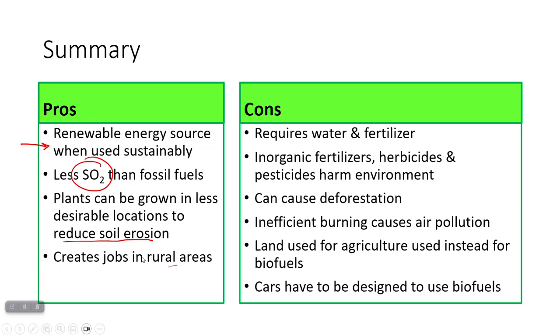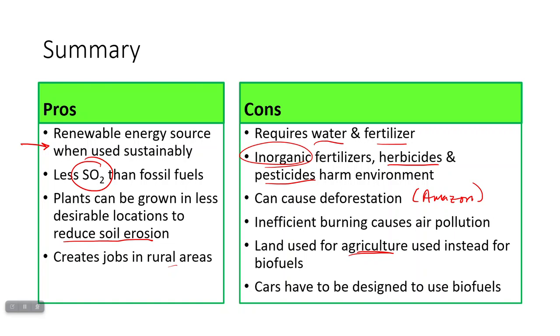Some of the cons, well, if you're growing crops for this, that means that you're going to be using water and fertilizer. If that's inorganic fertilizers, that's bad for the environment. Herbicides or pesticides, that's also bad for the environment. If you're clearing forests, like in Brazil, I know a lot of areas in the Amazon were being cleared to grow sugarcane, and that caused deforestation. If you don't burn this efficiently, that can create air pollution. And there's also a problem that, for example, in the United States, where we're growing a lot of corn and using it for ethanol, that's land that used to be used for agriculture to feed people and our livestock that's instead now being used for biofuels, which means we're going to have to clear more land for agricultural use.